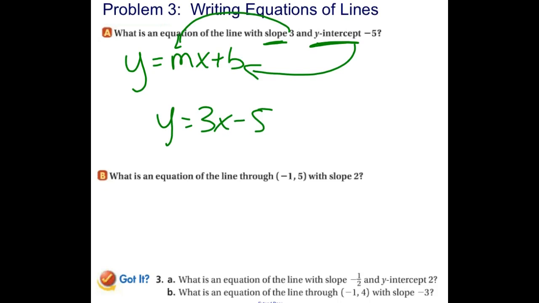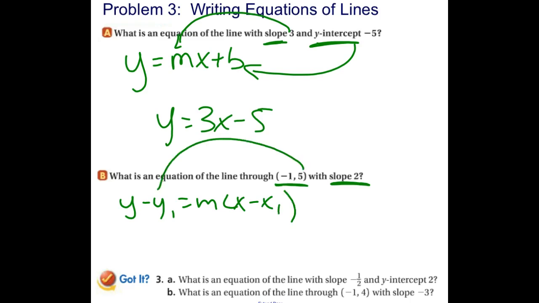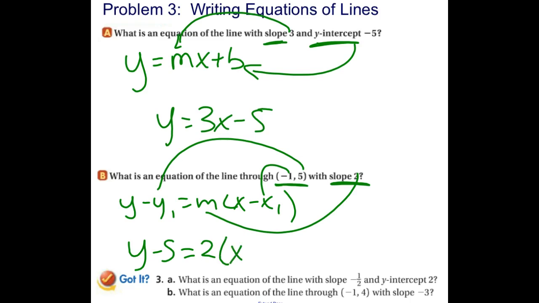It says, what is an equation of the line through the point and slope? That's point-slope form, so that's this form. And now we just want to plug in our values, so I'm going to plug in my y, my m, my x. And I get y minus 5 equals 2 times x plus 1 is what it becomes because we're subtracting a negative 1, which turns into a plus 1.